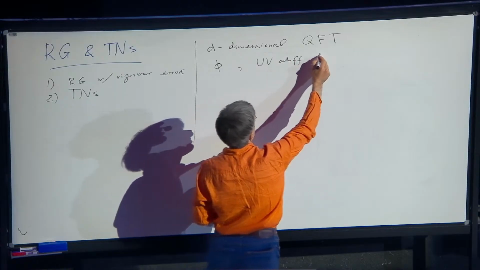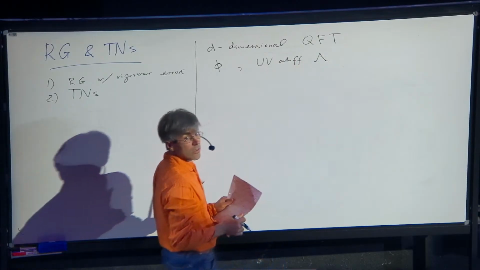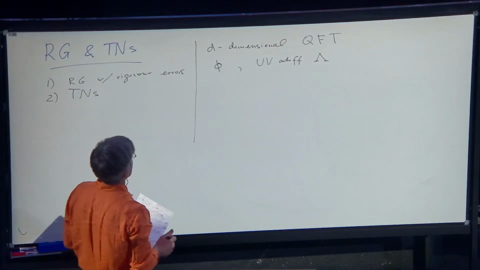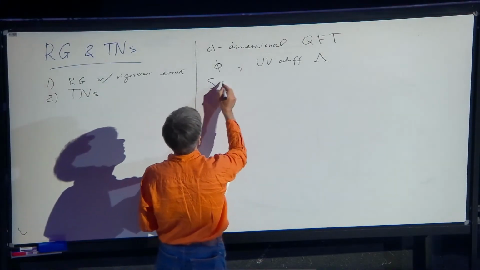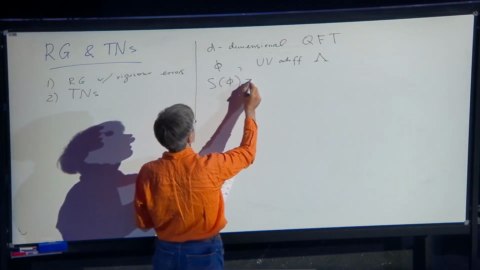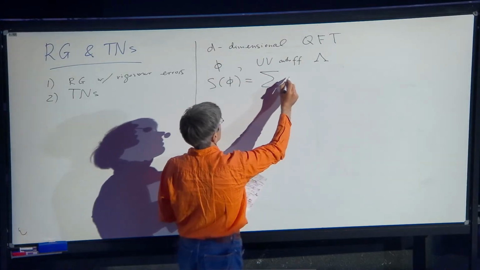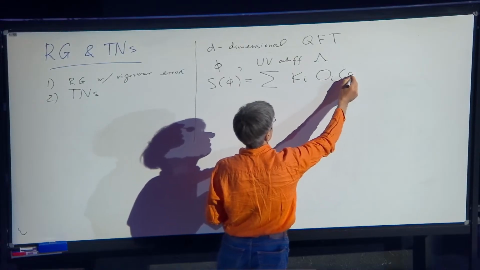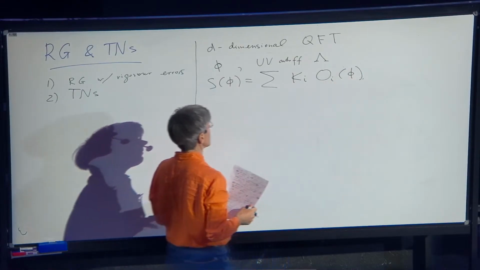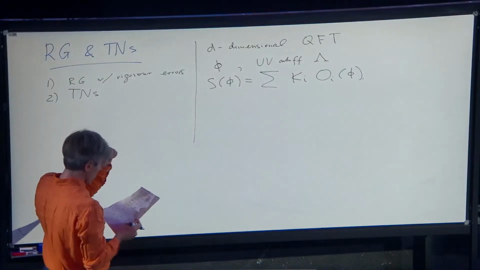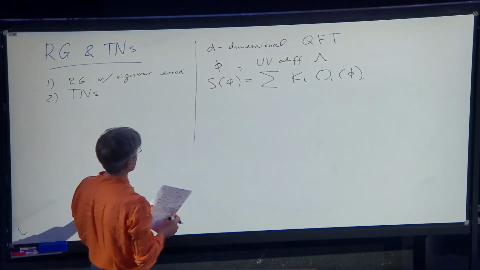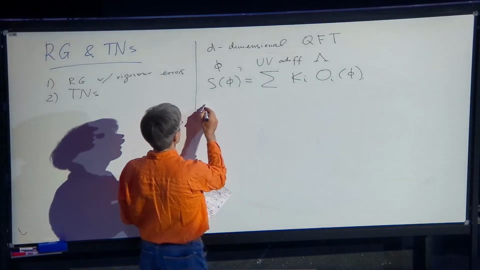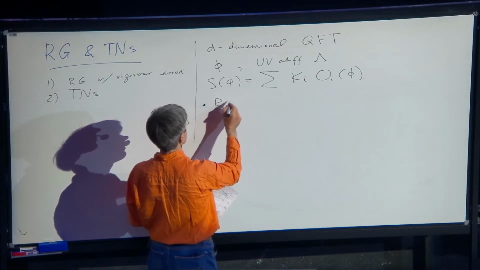So I'm describing non-perturbative Wilsonian RG. There's some action that I have to parameterize somehow. So I'm going to expand it in some set of couplings times some interactions, O_i of phi. So this is all very general. And I'm going to assume that I have an RG map.